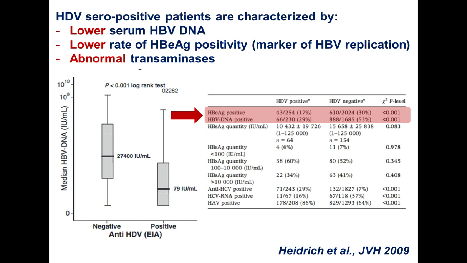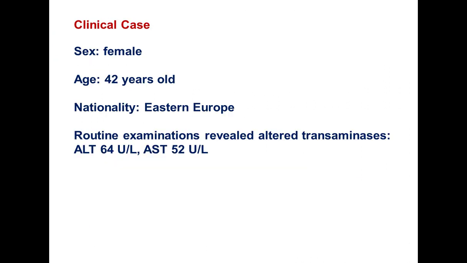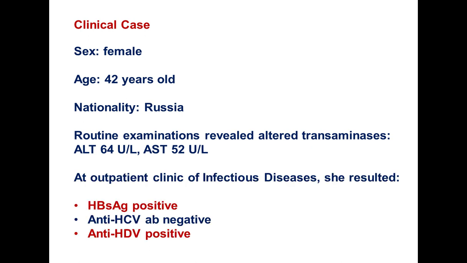The typical feature of HDV dominance can be exemplified in this clinical case. This is the clinical case of a young woman from Eastern Europe. During routine examinations, her transaminases were found to be altered, so she decided to come to our outpatient clinic of infectious diseases, where she discovered she was positive for both HBsAg and antibodies against HDV.